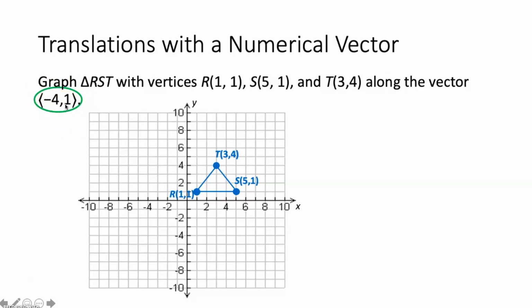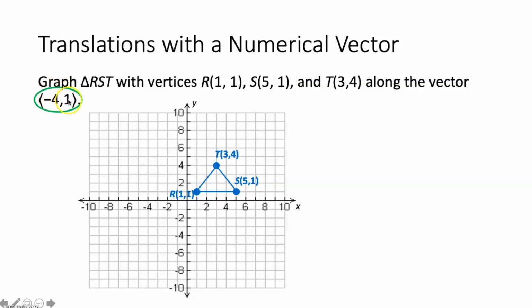Now, you can think about it two ways. One would just be in terms of how am I moving this, and the other would be in terms of what am I doing to the coordinates here. The first, how am I moving each point? Well, since this is negative right here, that means that you're going to move to the left 4 units. If it was positive, you would move to the right 4 units.